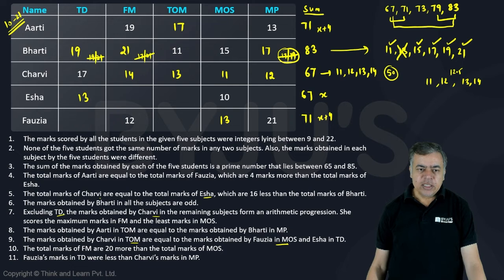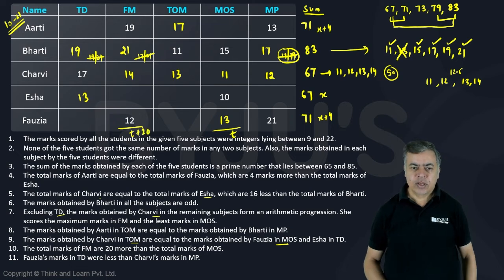Okay, now next is the total marks of FM are 20 more than the total marks of MOS. Whatever the total here is, this is 20 more than the total of MOS. So let's say the total here is T. So here the total must be T plus 20.